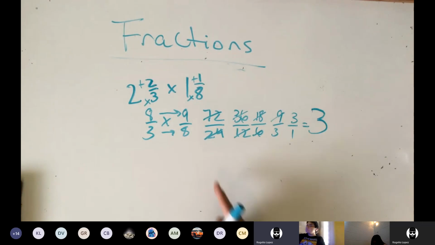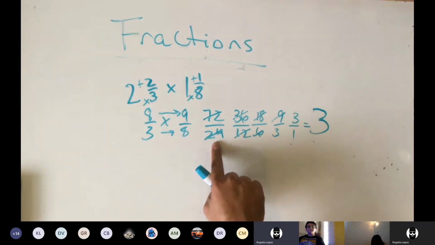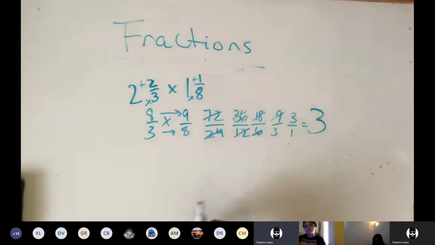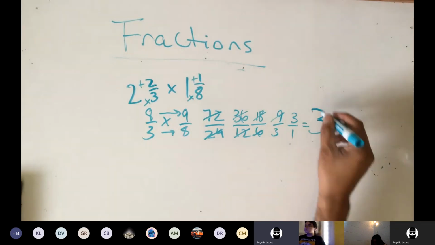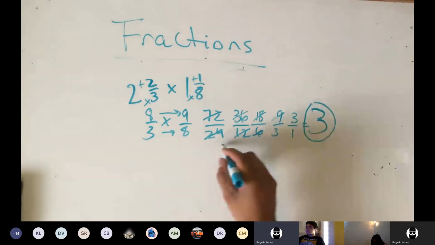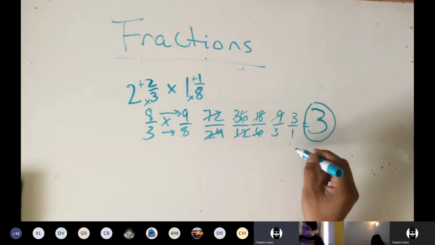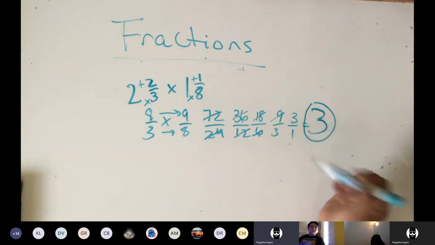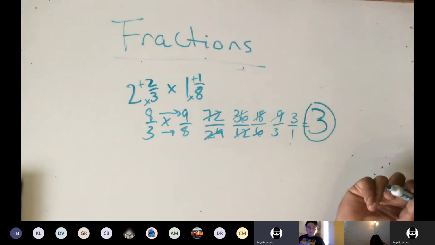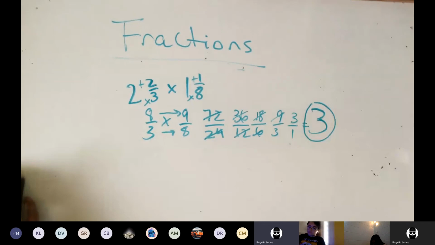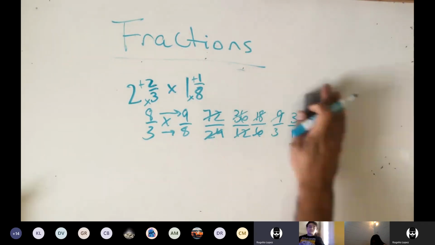Just like if I was to divide this, 72 divided by 24, I'd get 3. Okay, so that is my answer. So all I did was simplify, simplify, simplify, simplify until I got down to the answer. So sometimes you don't have to divide. All right, now let's do division.